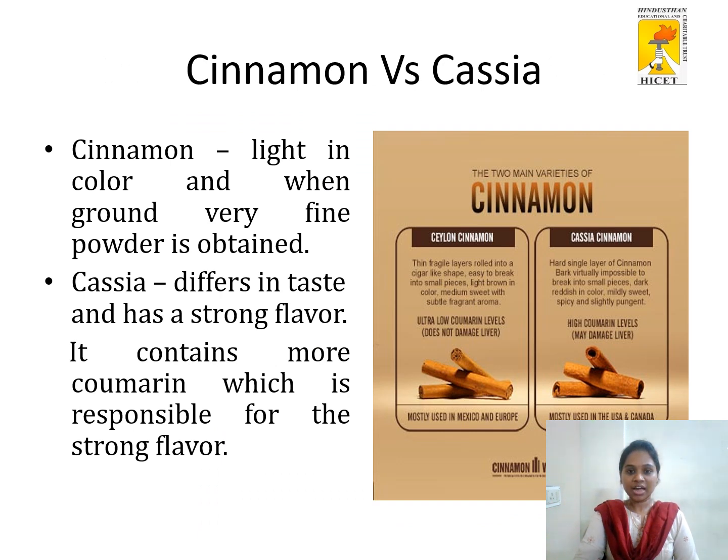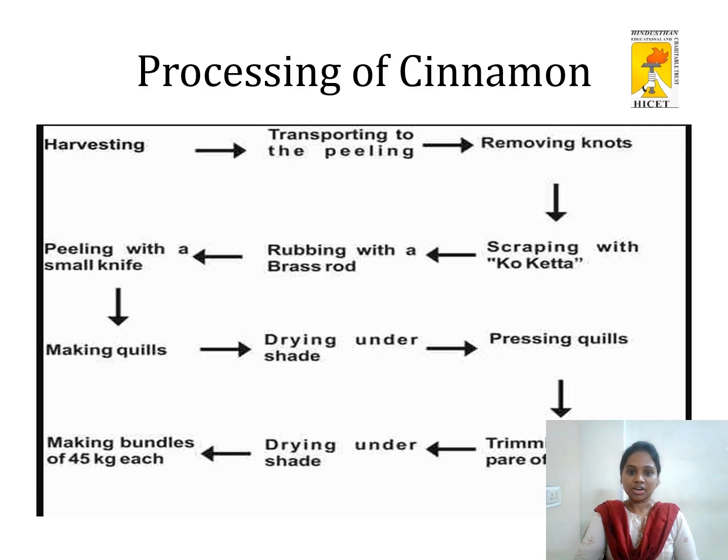So cinnamon and cassia have small differences. Cinnamon is a light colored product when it is formed, when it is ground into a powder, and cassia differs in taste and has a strong flavor. The strong flavor in cassia is due to the coumarin, and as we all know, cinnamon has a slight texture, which is light and easy to roll over, whereas cassia is stronger in texture, which will be hard to break into parts and pieces. So these are the common differences between cinnamon and cassia.